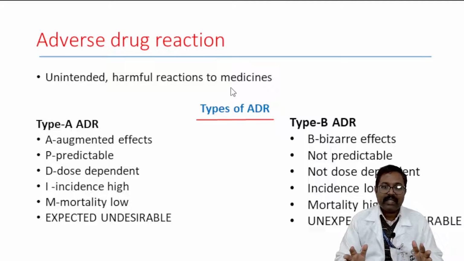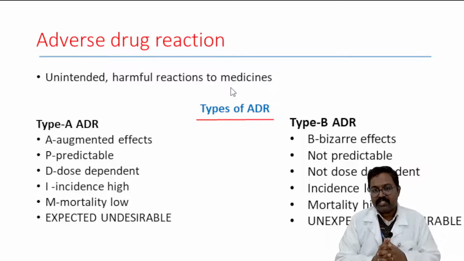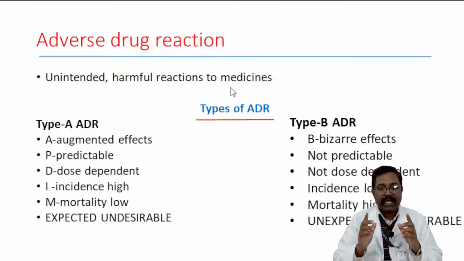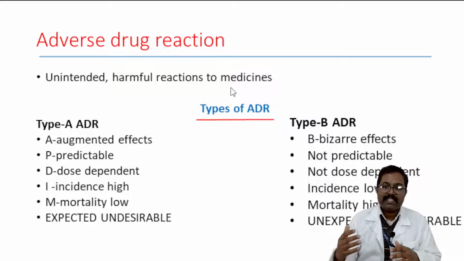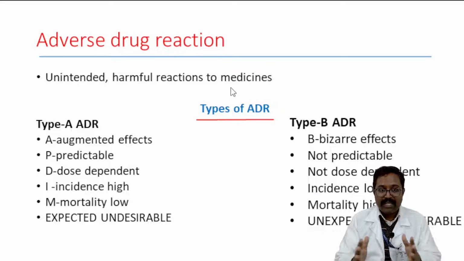Broadly you can classify ADRs into type A and type B adverse drug reactions. Let us understand the difference between type A and type B. Type A stands for augmented effects, whereas type B stands for bizarre effects. When we compare these types of reaction, you will come to know which is more dangerous and which is safer.